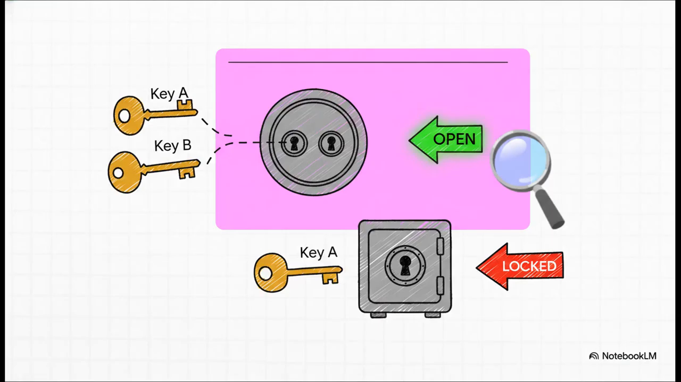Okay, let's meet our first building block. This is the AND gate. And let me tell you, this one is strict. The rule for the AND gate is simple. It will only give you an on signal if all of its inputs are also on. A great way to think about it is like a high-security safe that needs 2 keys. You need to turn key A and key B at the same time. Just one key won't cut it.